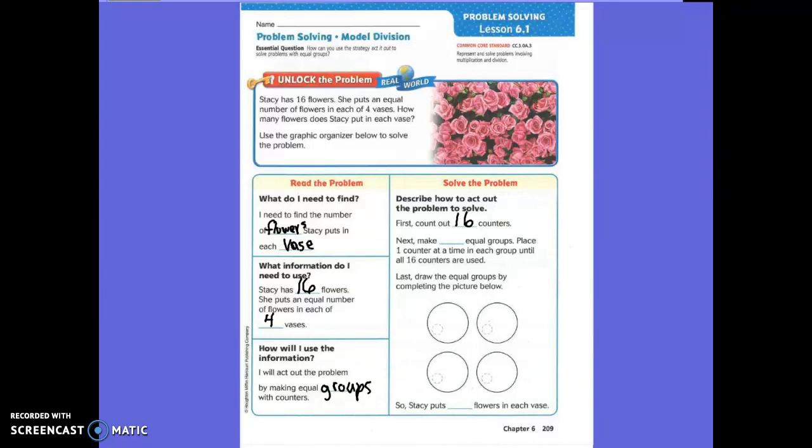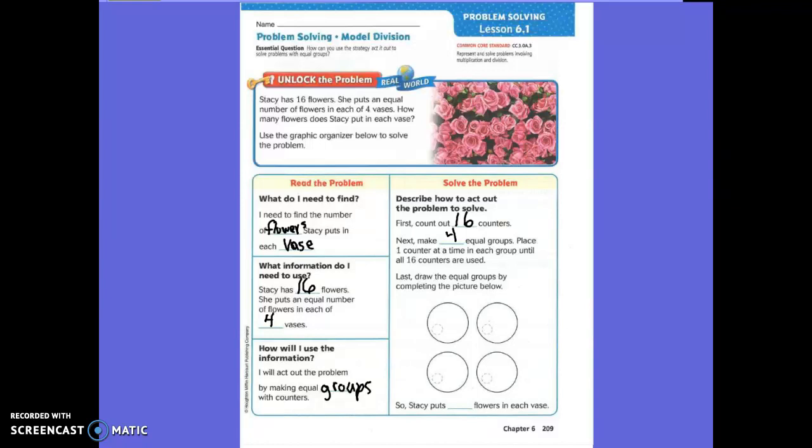Next, we're going to make how many equal groups? 4. Why are we making 4 equal groups? Because there are 4 vases, and we have 16 flowers that are supposed to go into 4 vases, right? Yep. So we're going to make sure that we have 16 flowers and 4 equal groups. Now, they're telling you what to do. Place 1 counter at a time in each group until all 16 counters are used. Last, draw the equal groups by completing the picture below.